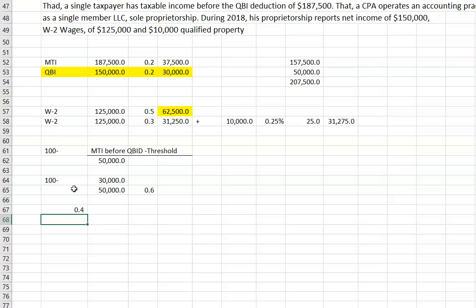So what do we do with that? What we do with that for the specified services is we multiply it by whichever one of these that we have to go by. So the lesser of these was 30,000. So it's going to be 30,000 times the 40%. So that QBID is $12,000.